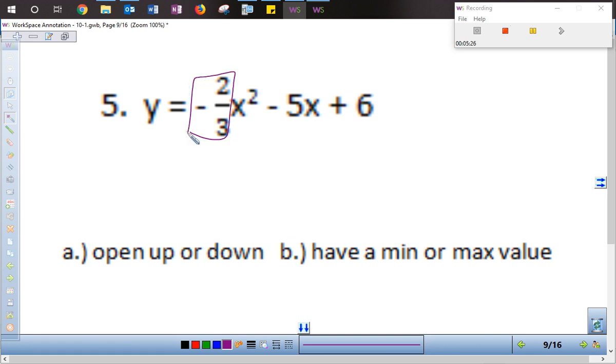On number 5, does this parabola open up or down? Hopefully you'll notice that this is negative, so it opens down. Does that mean my vertex is a maximum or a minimum? If it opens down, that means my vertex is a maximum. It should look something like this.